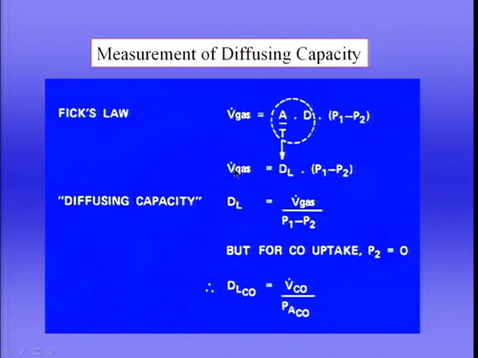And so the equation reads V dot gas, gas per unit time, is DL times P1 minus P2. We can rearrange that, and the diffusing capacity, as it's called, that's the technical term, the diffusing capacity for carbon monoxide, is the volume of carbon monoxide transferred divided by P1 minus P2. P1 being the alveolar partial pressure, P2 being the partial pressure in the blood. But we already saw that the partial pressure in the blood is vanishingly small. The avidity of hemoglobin for carbon monoxide is such that it can take up an enormous amount of the gas with almost no rise in partial pressure at all.